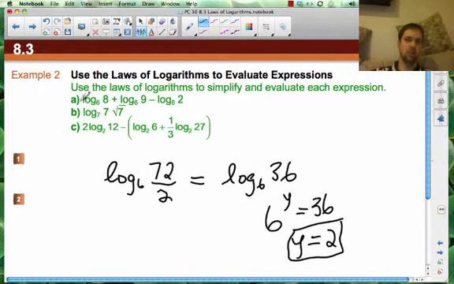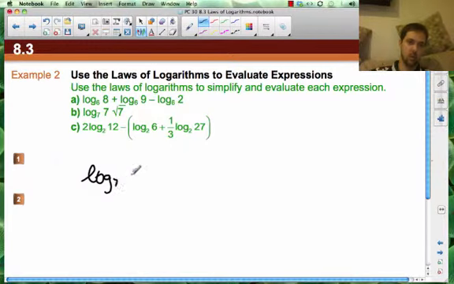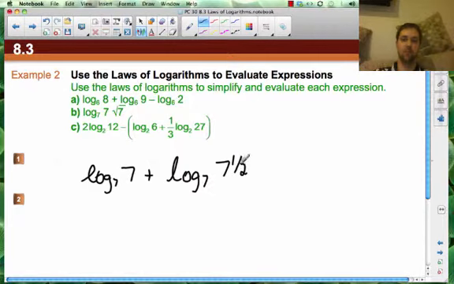So we turn something that looks rather complicated into something very simple, and we find that it has a whole number answer as well. So the next one, log base 7 of 7 root 7. Now these two things are multiplied together. We can separate them by writing it as log base 7 of 7, plus log base 7 of root 7, which is 7 to the 1/2. Now again, 7 to the 1/2, we can take this exponent and rewrite it as a multiplicative coefficient in front of the log.